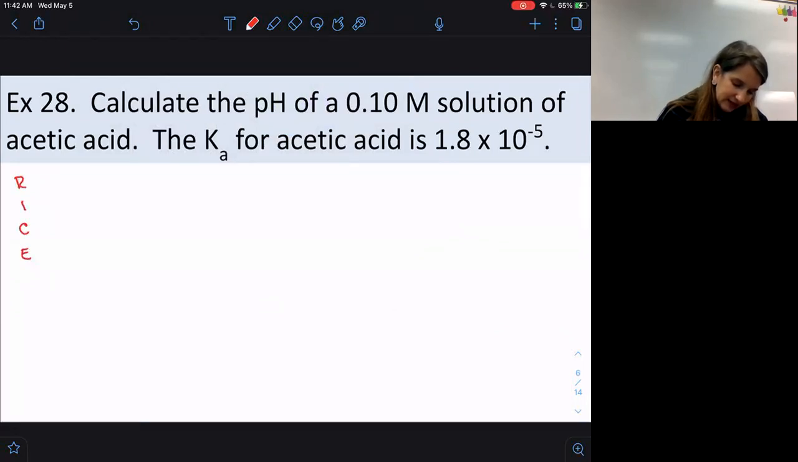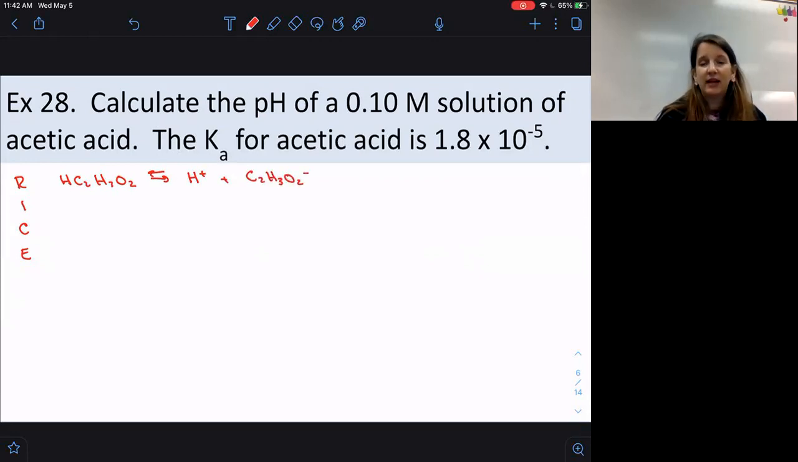Now, acetic acid is going to be HC2H3O2. And it's going to dissociate into a hydrogen ion because acids provide a hydrogen. And then what's left? C2H3O2 negative. So it says that we have a 0.1 molar solution of acetic acid.